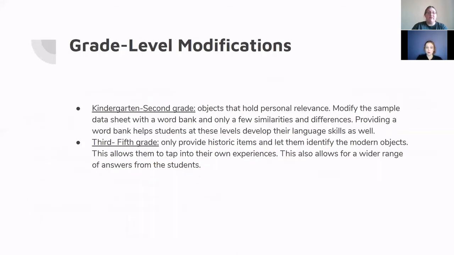So some grade level modifications that you should consider as teachers when doing this activity is for kindergarten through second grade, you should typically use objects that hold personal relevance. You can also modify the sample data sheet with a word bank and only a few similarities and differences. Providing a word bank helps students at these levels develop their language skills as well.